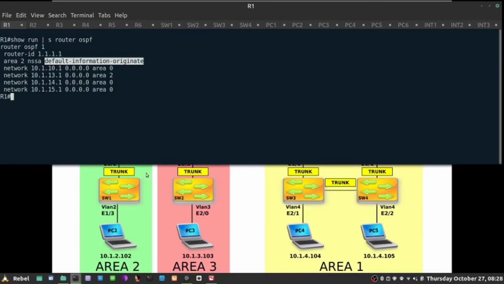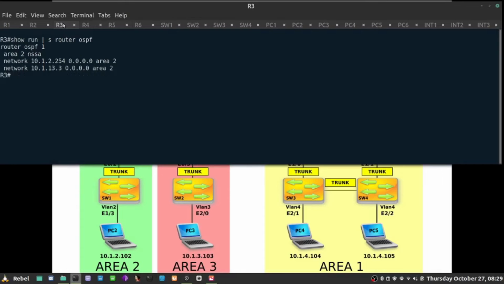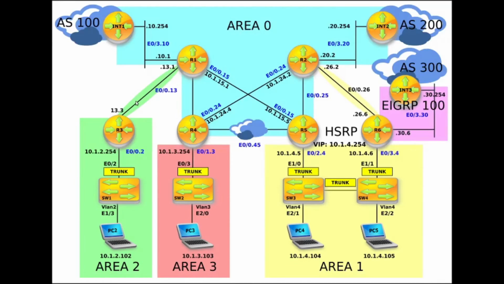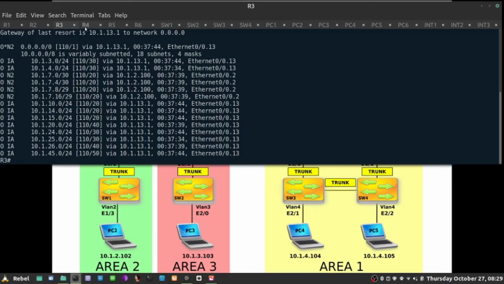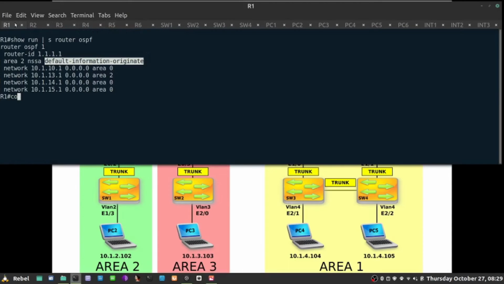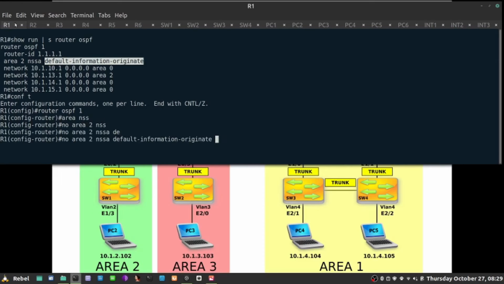Now I can further reduce the size of the routing table on R3 and switch 1. So let's say show ip route ospf. If I make this area a totally NSSA, like a totally stubby area, a Cisco add-on, we can add a flag here. So in that case, I would go back to R1, conf t, router ospf 1, and I would remove no area 2 nssa and default-information originate.